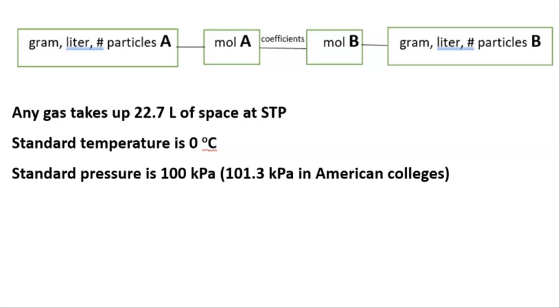A, if you remember, is what's given. Any kind of information we're given is A. It could be a reactant or a product. B is what they're asking for, and it could be a reactant or a product.